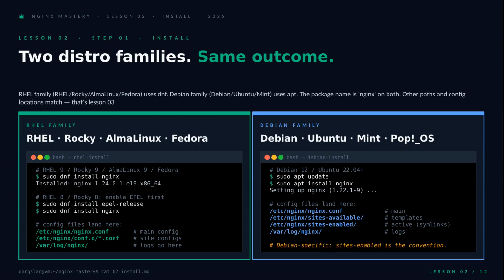Step 1 is install. And the good news is the command barely changes between distro families. On RHEL, Rocky, Alma Linux, or Fedora, it's sudo dnf install nginx, though on RHEL 8 or Rocky 8, you'll want EPEL release first. On Debian, Ubuntu, Mint, or Pop OS, it's sudo apt update followed by sudo apt install nginx. Same package name, same outcome. The only meaningful divergence is where Debian puts its site configs. Sites available and sites enabled, but that's a Lesson 3 concern.